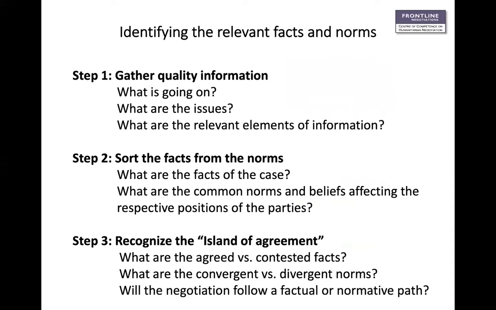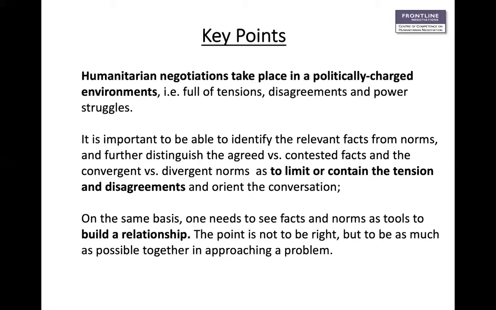And just as a quick recap here: gathering quality information, what's going on, what are the issues, what are the relevant elements of information; sorting those facts from the norms, and understanding whether you are in a factual or a normative negotiation; creating that island of agreement. What do we agree on and what do we disagree on? And then which path is our negotiation going to follow?